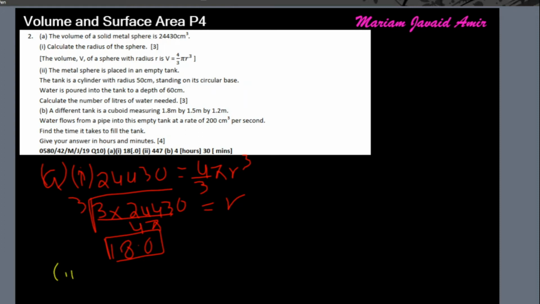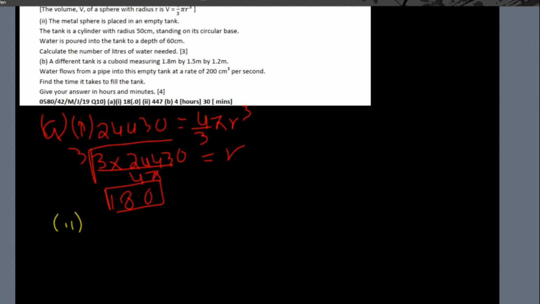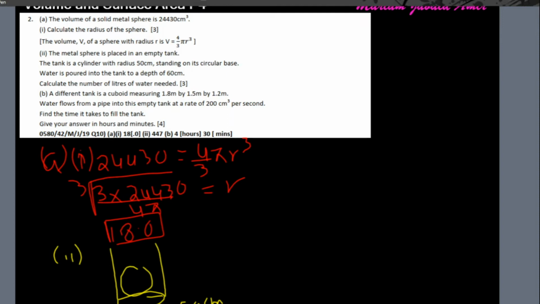Next up is part 2, which is the metal sphere is placed in an empty tank. The tank is a cylinder with radius 50 centimeter standing on its circular base. Water is poured into the tank to a depth of 60 centimeter. Calculate the number of liters of water needed. Okay, so we have the metal sphere placed inside an empty tank, and we have a tank which is in the shape of a cylinder, standing on its circular base, with water poured into the tank to a depth of 60 centimeters. So what was the radius of the sphere?